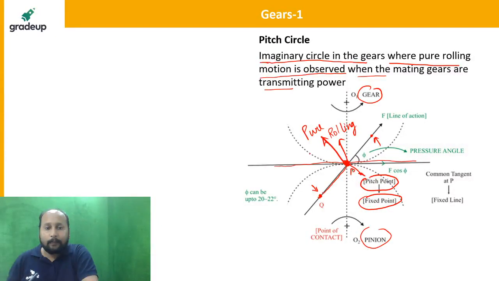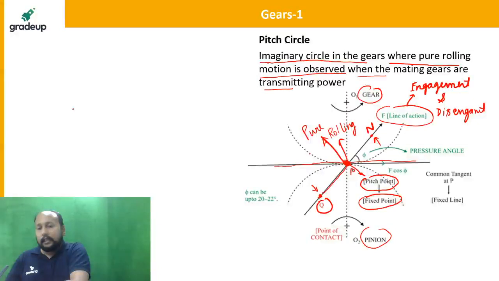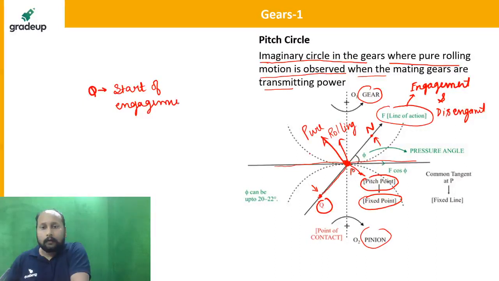And if I draw the line of action of force, what is line of action of force? Your engagement and disengagement are occurring along this line. If I take this point Q, and let us suppose this point is N, your gear will start its engagement from point Q, which is known as start of engagement, and your point N is known as end of engagement.